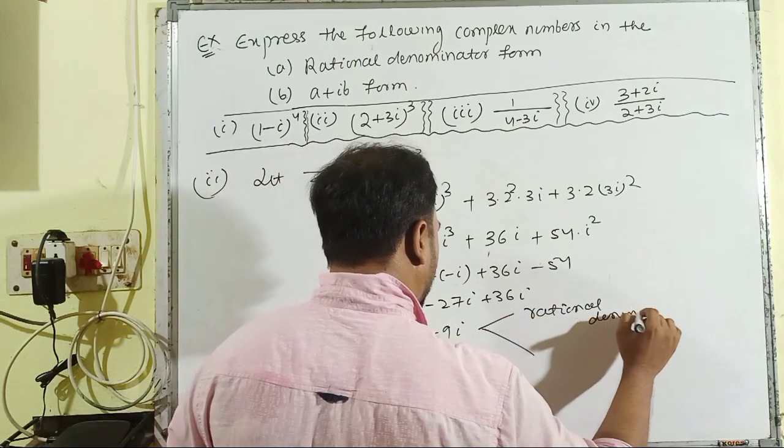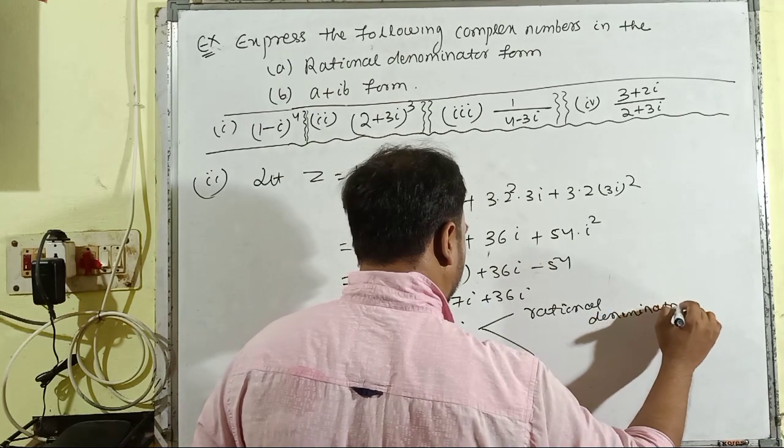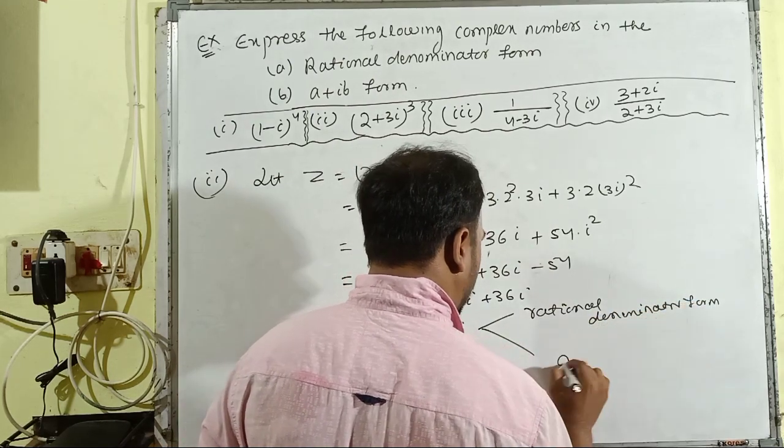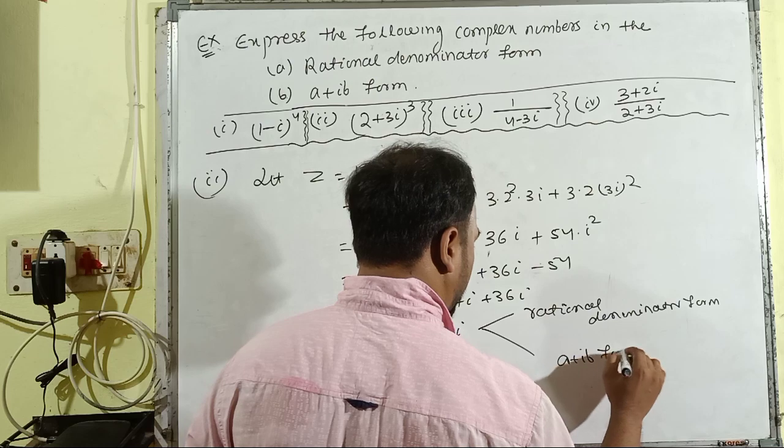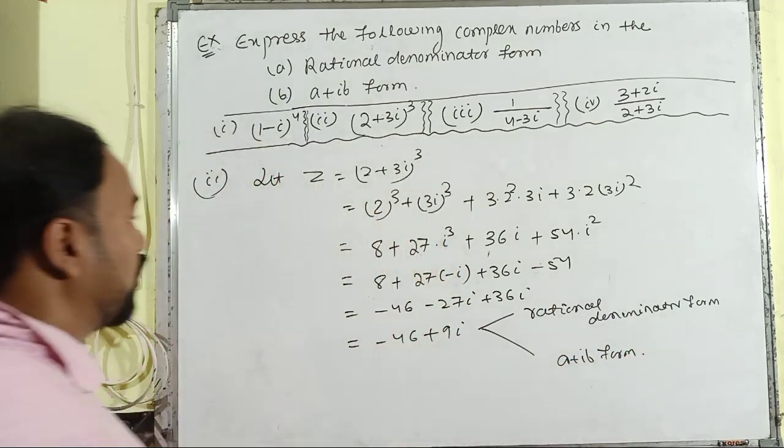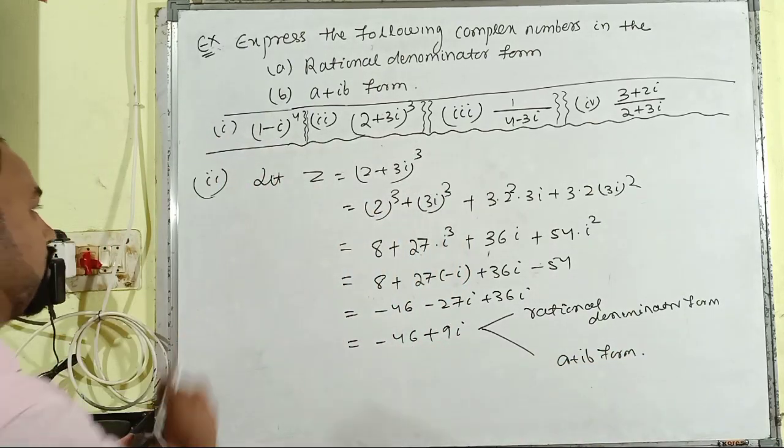So it is the rational denominator form and as well as the a plus ib form. Then let us move to the third bit of this example.